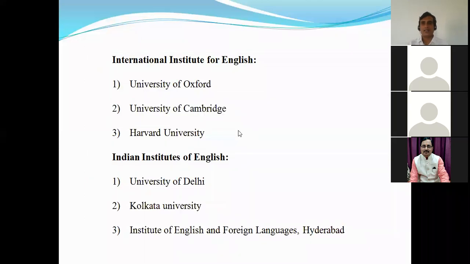So let's conclude. Here are select international institutes of English: the University of Oxford, University of Cambridge, and Harvard University, which are imparting quality education of English to students. And in India also, select universities are there: University of Delhi, Kolkata University, and the Institute of English and Foreign Languages, which is located at Hyderabad. So these are the select institutes.